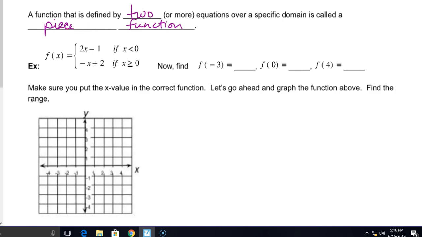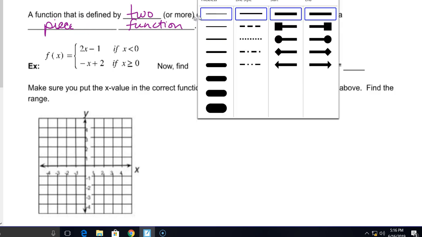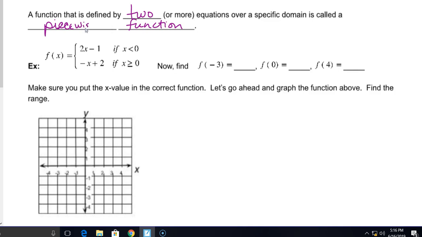Piecewise, let me redo that. All right, piecewise function. And here's an example of that. The first thing they're going to ask you to do is to evaluate that function at certain values. Notice here that I have f of x is equal to 2x minus 1 if my x value is less than 0, and I'm on this function, negative x plus 2, if I have an x value that's greater than or equal to 0.